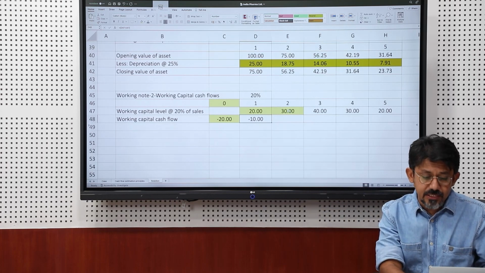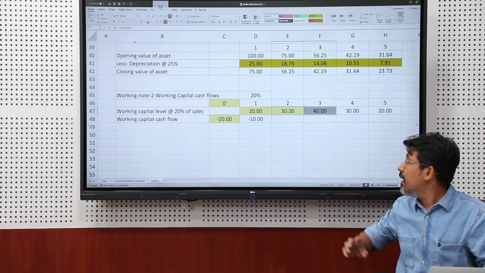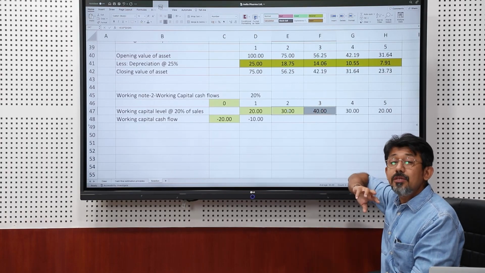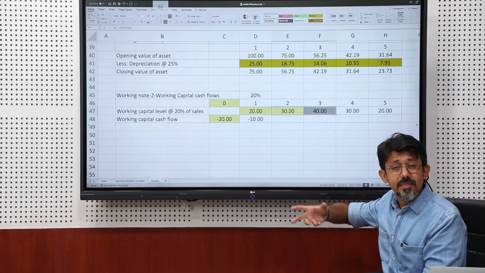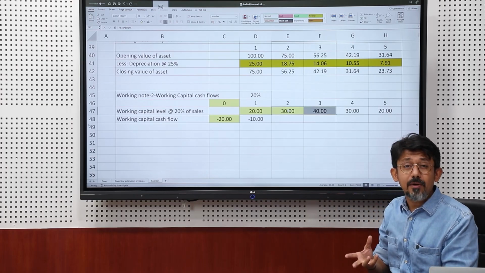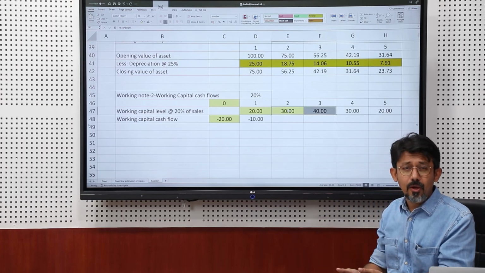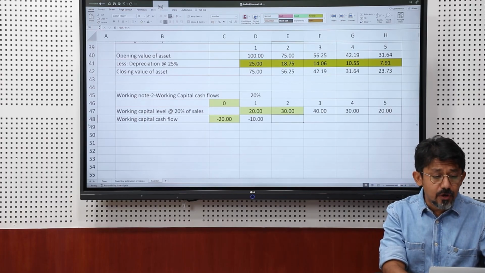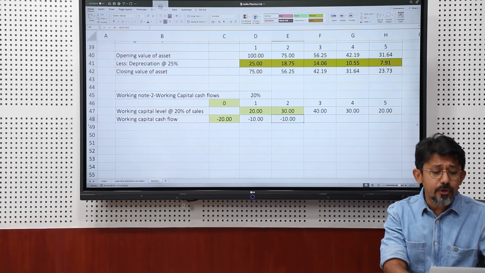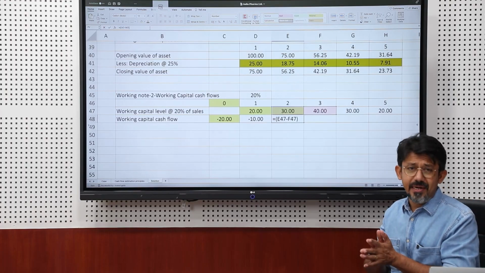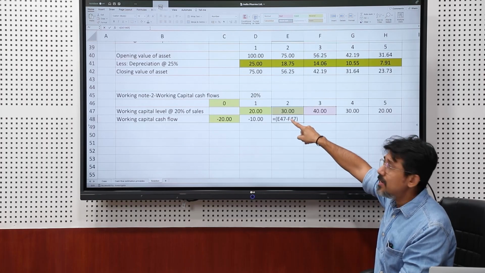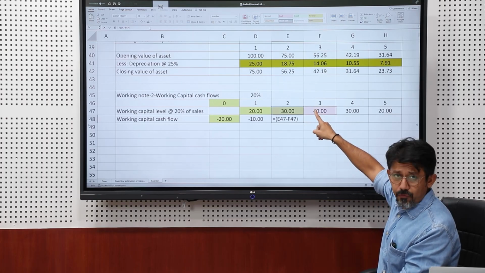Then if you look at the next year, from 30, the working capital level needs to go up to 40. So the working capital needs to increase. An increase in working capital means you will have to pump in money, all right, which is again a cash outflow. So at the end of year 2, you need to invest an additional 10 million, which is 30, an additional 10 that you invested gets you at 40, all right.